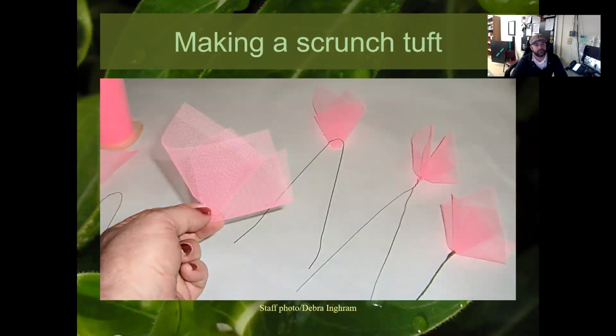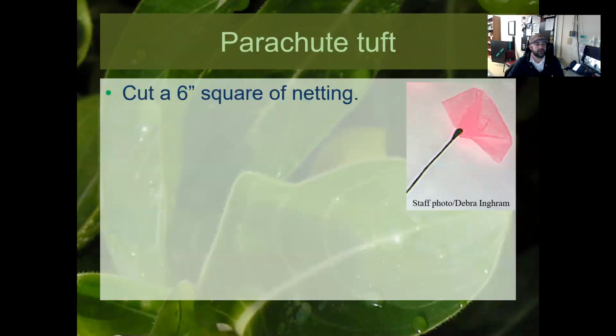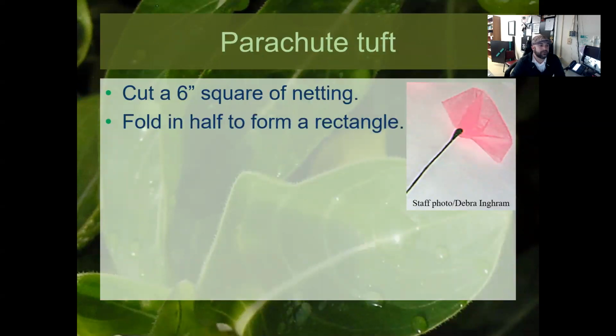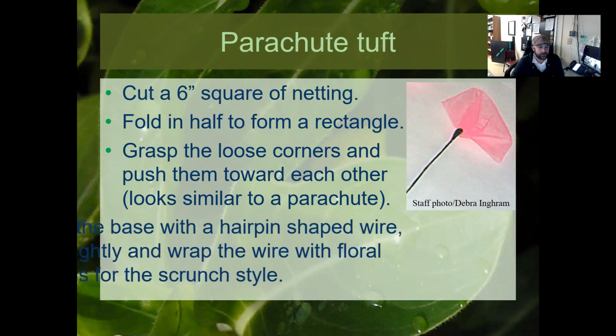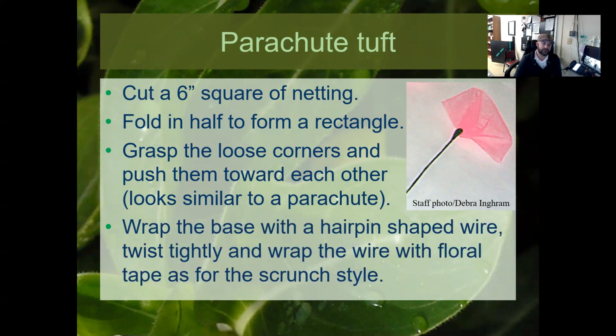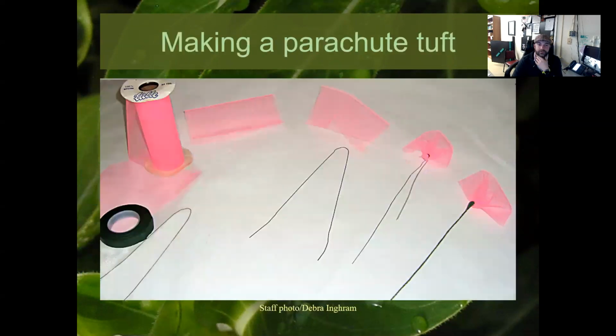So that's making the scrunch tuft. You scrunch it, you wire it, you twist it, and then when you get done twisting it, you have your tuft. So parachute tuft, you're going to cut a 6-inch square of netting, fold in half to form a rectangle, grasp the loose corners and push them forward toward each other. Kind of looks like a parachute, and then wrap the base with a hairpin shaped wire, twist lightly, and wrap the wire with floral tape as for the scrunch style.